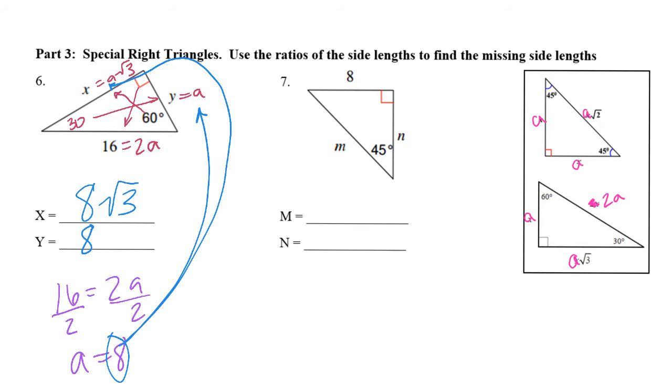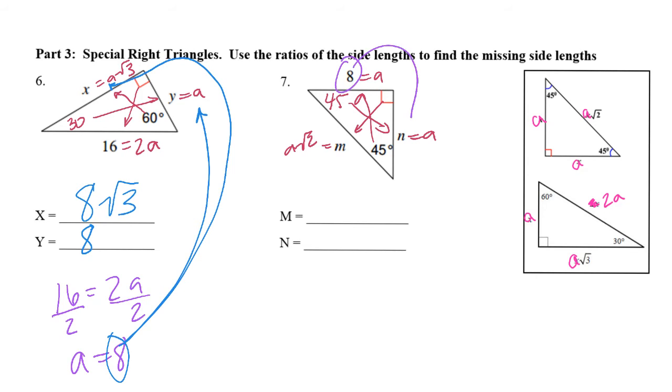Number 7, this is a 45-45-90. And we know that the sides across from the 45s are A. And the side across from the 90 is A root 2. I know you're asking yourself, well, am I going to have this little box over here to the right on my test? Yes. So 8 is A.